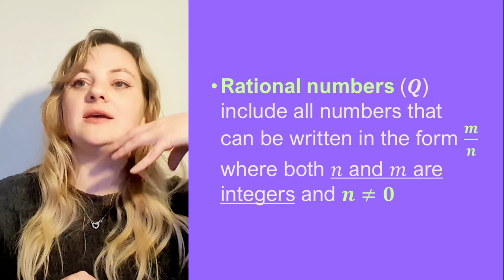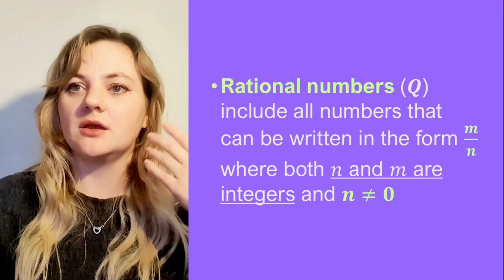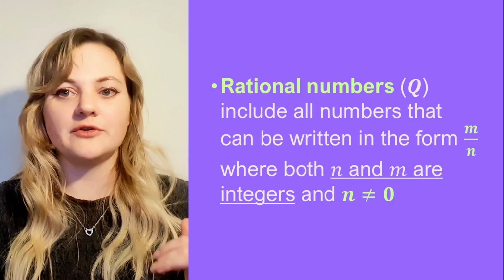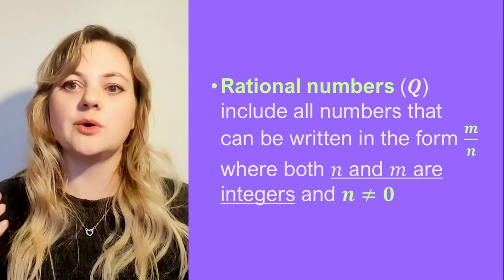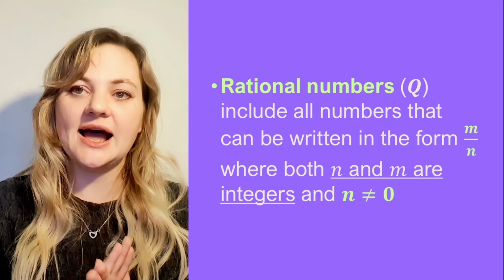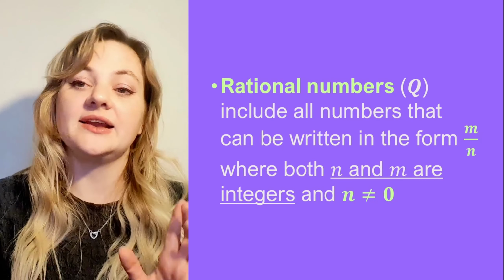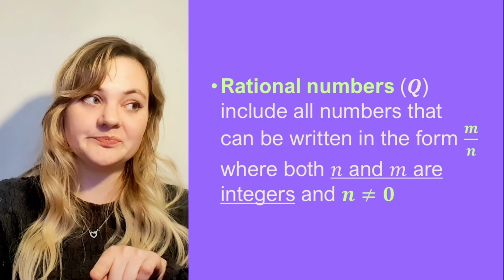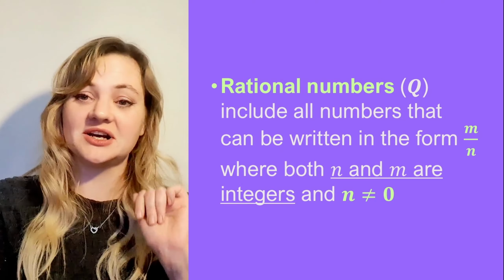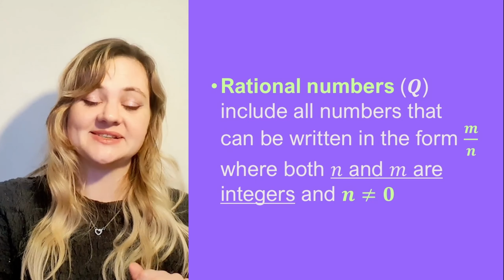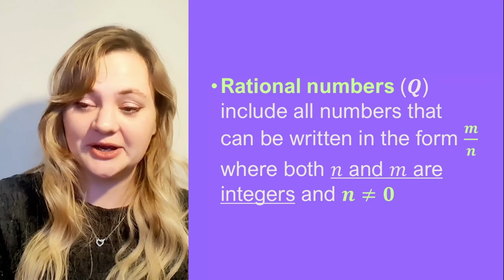It has to be, for example, 1 over 2, 3 over 4, 7 over 250. It has to be integers, and n can never be 0. I'm not going to explain why that's the reason today, but you're going to find out eventually, okay?